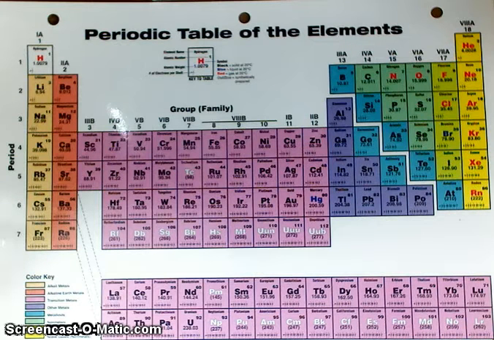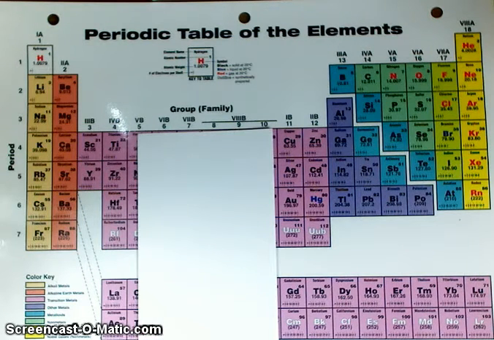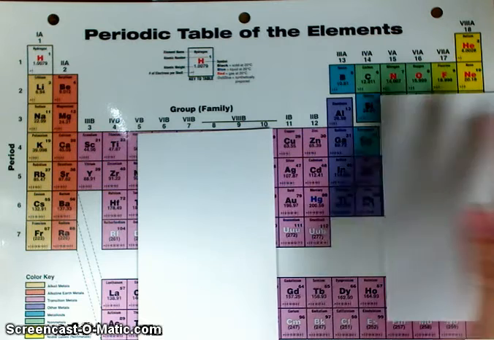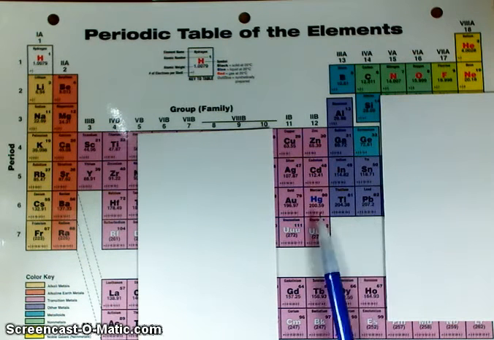Number 5, my nickname is Quicksilver. Barium and I are in the same period. Okay, barium is right here. So I'm in the same period with barium. My atomic number is between gold and lead. Okay. Here's gold. Here's lead. I'm between gold and lead, so I'm one of these two.